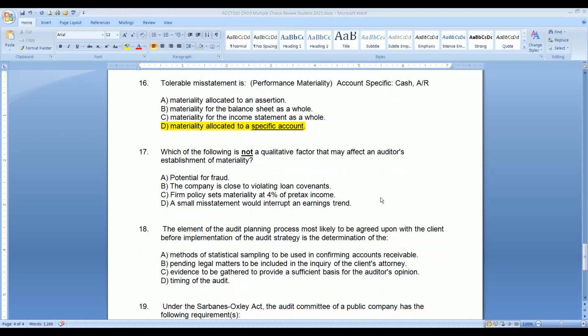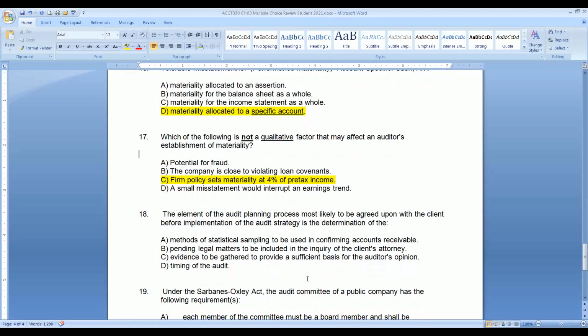17. I should have said that. Jinxed it. Which of the following is not qualitative? So qualitative means that it's something beyond the numbers. So you guys got that one too. This materiality at 4% of pre-tax income, that's a dollar amount. These other ones are all qualitative. Potential fraud, company close to violating a loan.